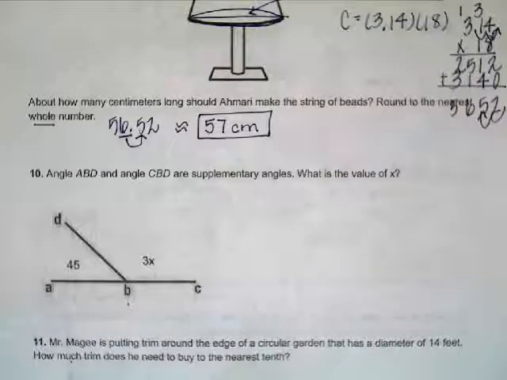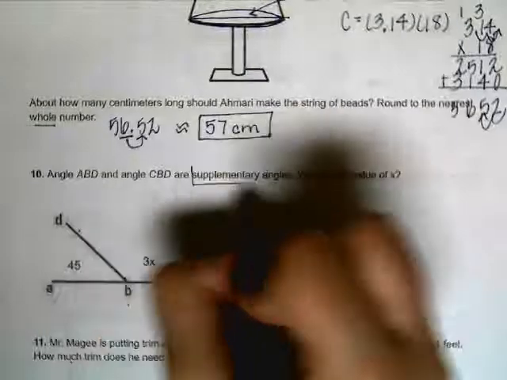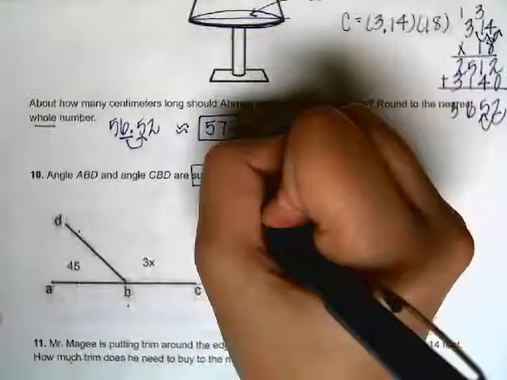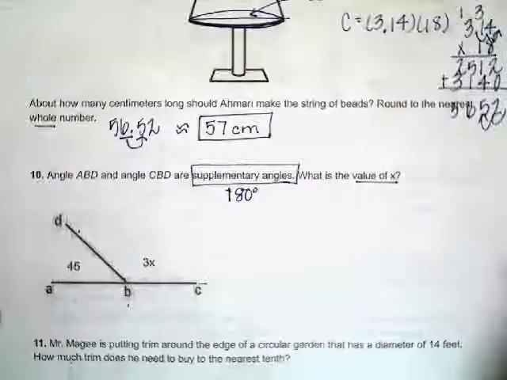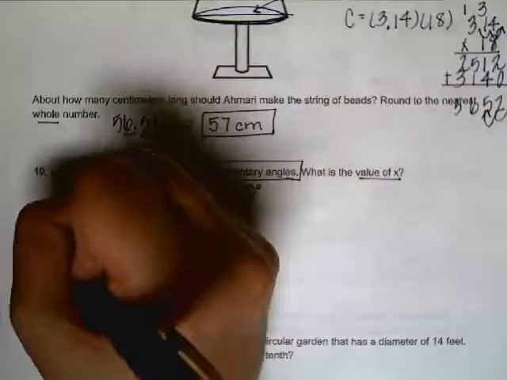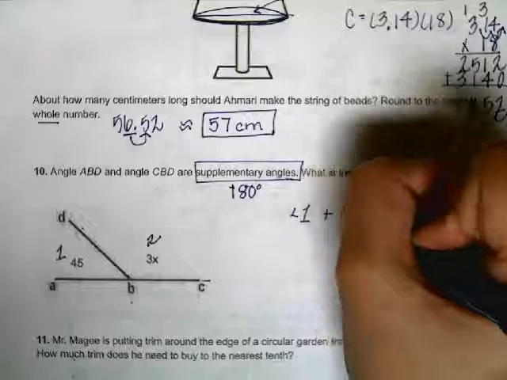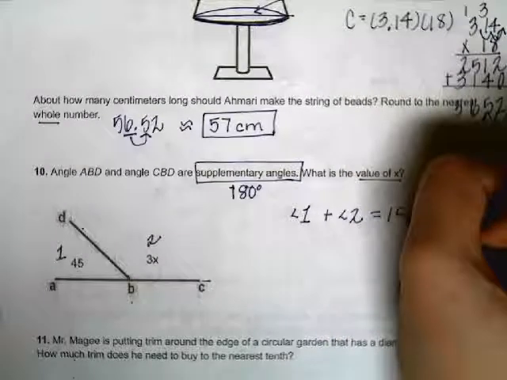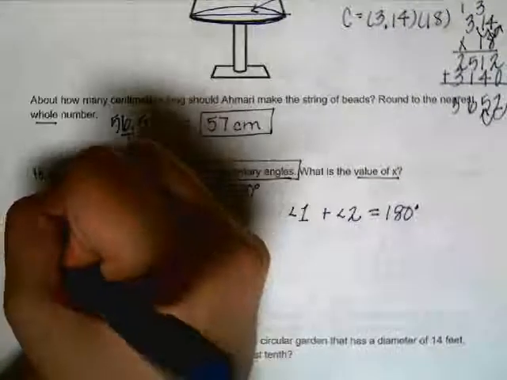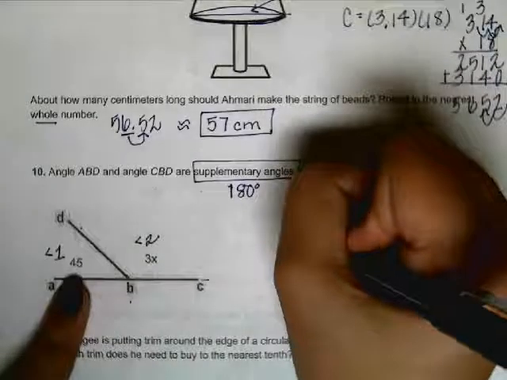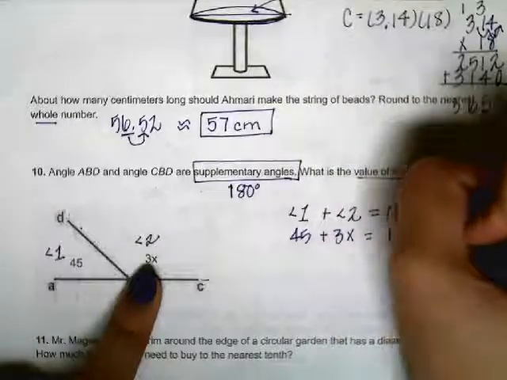Number 10. Angle ABD and angle CBD are supplementary angles, meaning they add up to 180 degrees. We want to know the value of x. So we can go ahead and label these. This can be angle 1, this can be angle 2. Together, angle 1 plus angle 2 should equal 180 degrees. 45 is the angle measurement for angle 1, and 3x is the measurement for angle 2.